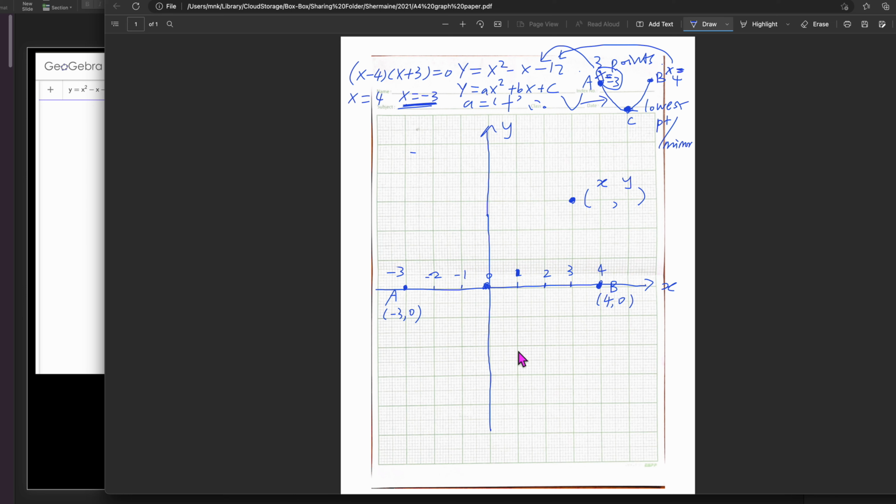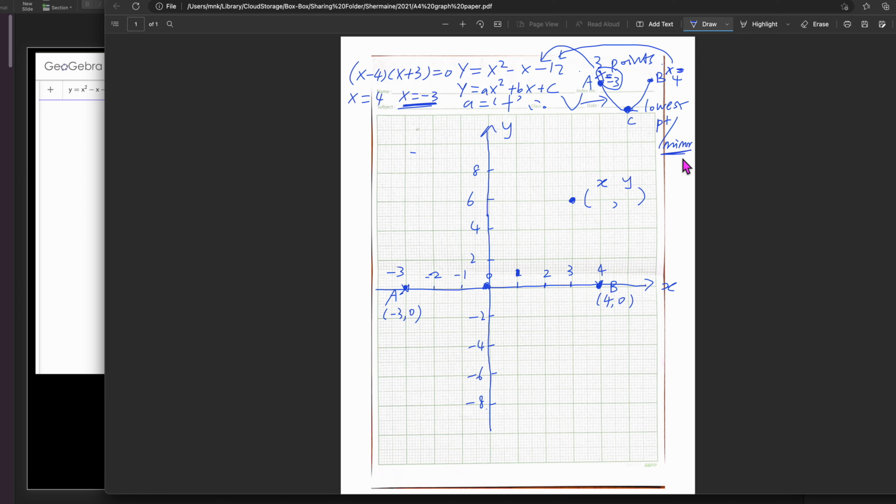Okay. So this is maybe 2, this is 4, this is 6, this is 8, then this is negative 2, negative 4, negative 6, negative 8. Okay, good. So I have A and B already. And guess what? I need to get my C, right? Which is the lowest point, right? And the lowest point is also a mirror, right?